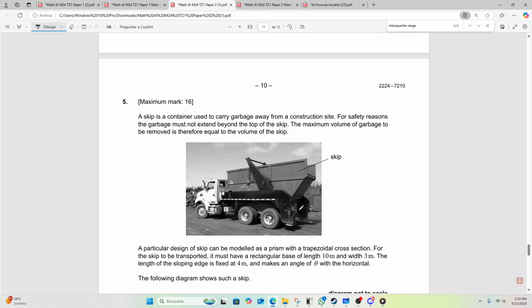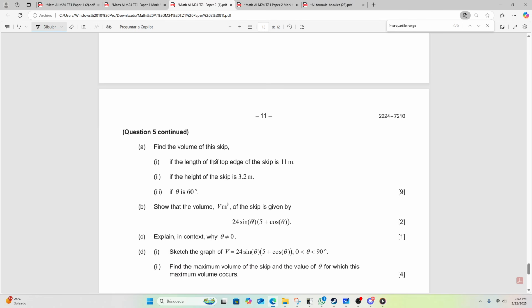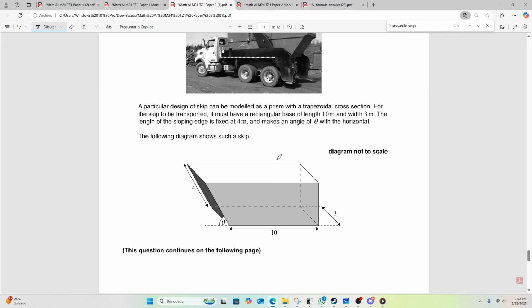Last but not least, for number 5, just reading it quickly, we have length of the top edge of the skip, height of this. Oh, this is for volumes. So skip. You don't have a formula for volume of a skip. What is a skip? Here's the skip. So what you can do from here is establish maybe that this is a sort of cuboid right there. So there you have a cuboid, okay?